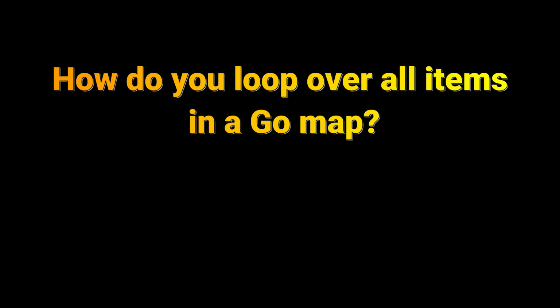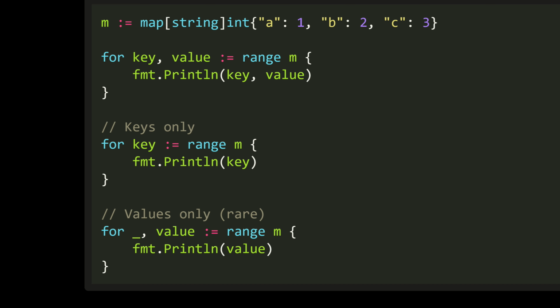Question: how do you loop over all items in a Go map? To loop over all items in a Go map, you use the range keyword in a for loop. You can get both the key and the value for each item. If you only need the keys, you can use just the key variable. If you only need the values, you can use an underscore to ignore the key and get only the value.